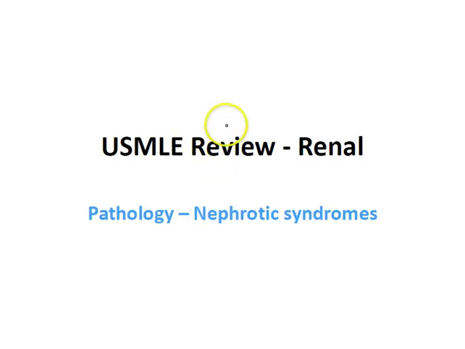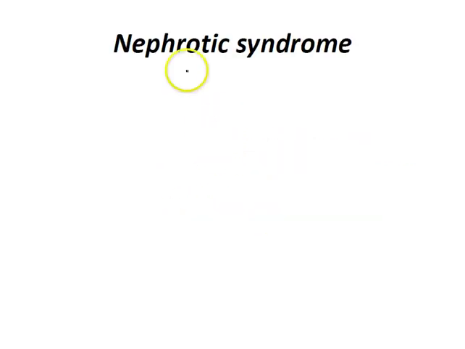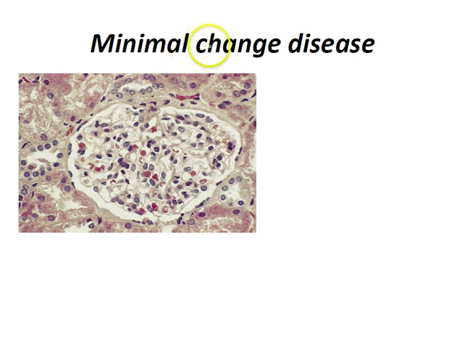Okay, so we got some fun stuff to talk about now. Nephrotic syndromes with the renal pathology. The first one let's talk about is minimal change disease. Minimal change disease, this is the most common nephrotic syndrome seen in children.